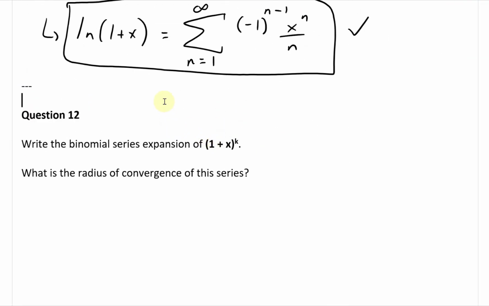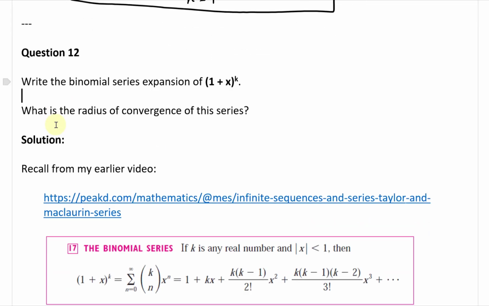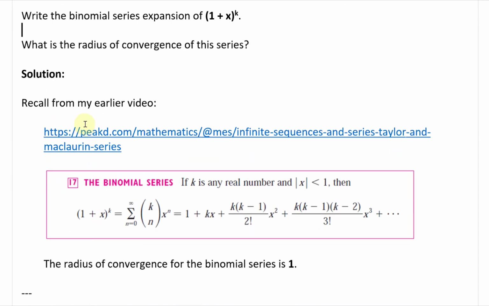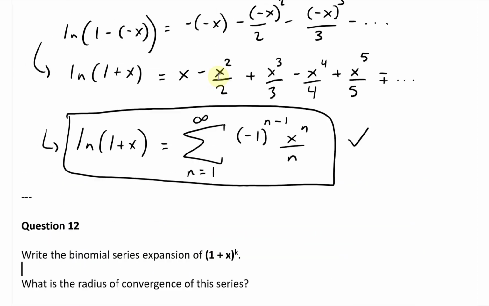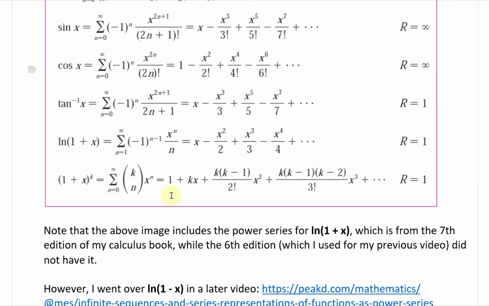Alright, so now let's take a look at question 12. And this one states, write the binomial series expansion of (1 + x)^k, and then it asks what is the radius of convergence of this series. And now we can just dive further into here. So this is the series expansion, the binomial series (1 + x)^k, and that's actually over here as well in this table.